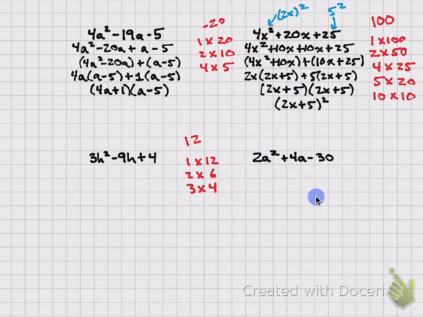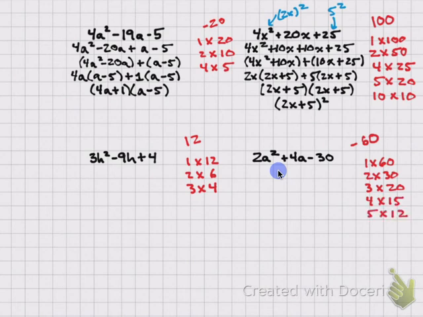2 times negative 30 is negative 60. So negative 60 is going to be our magic number in this case. All right, so we're going to go ahead and list these factors of 60 to help us figure out how we might be able to split up 4a. Maybe you can do this in your head, but I don't know all the factors of 60 off the top of my head, so I kind of have to write them down. So 1 times 60, 2 times 30, 3 times 20, 4 times 15, 5 times 12, and 6 times 10.